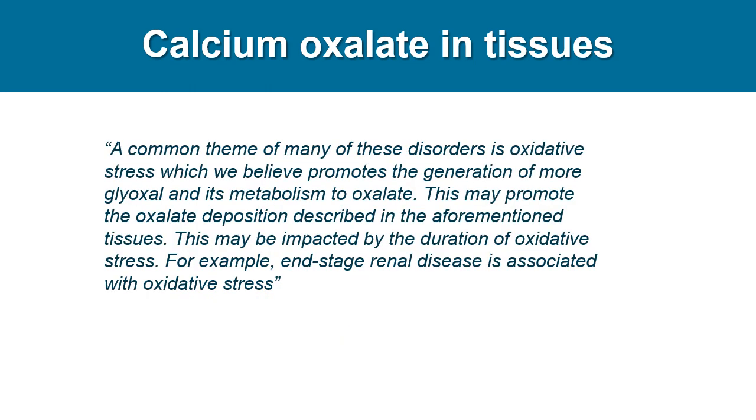Okay, one more time. A common theme of many of these disorders is oxidative stress, and we believe it promotes the generation of more glyoxal and its metabolism to oxalate. This may promote the oxalate deposition in the tissues I just mentioned, like the thyroid, eyes, and breast. And this may be impacted by the duration of oxidative stress. For example, end-stage renal disease is associated with oxidative stress. So that's coming directly from this review article.